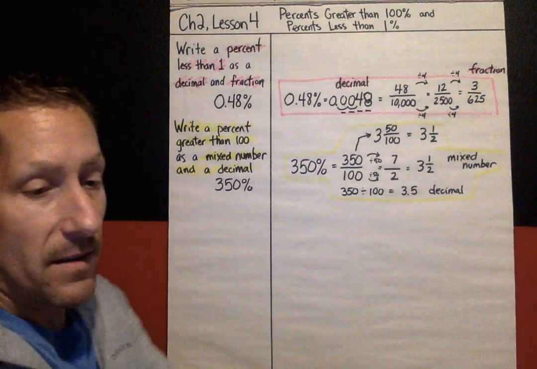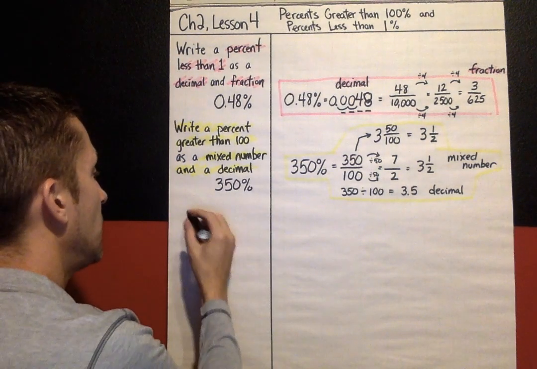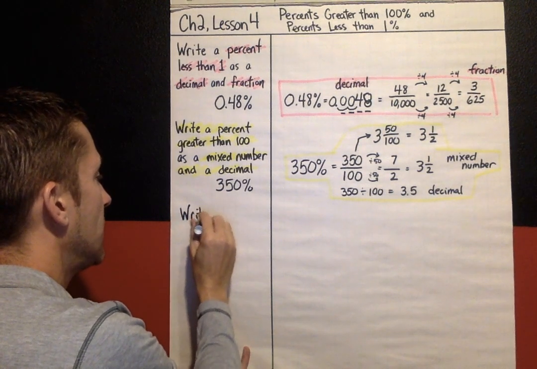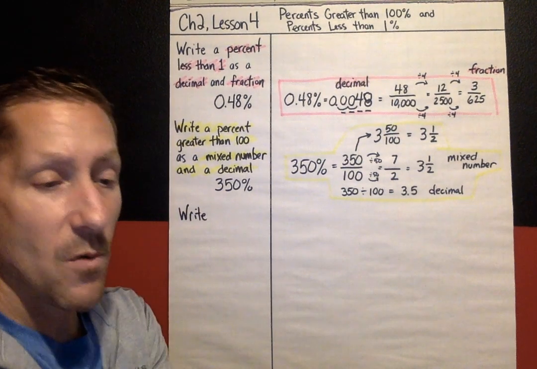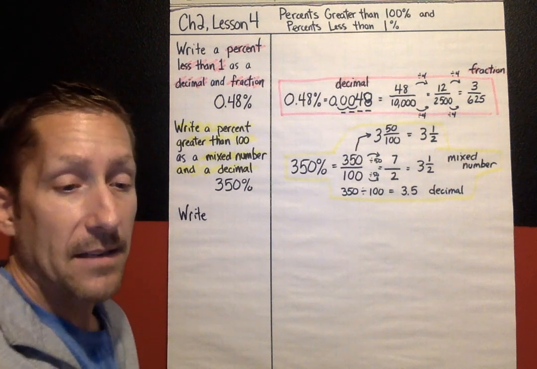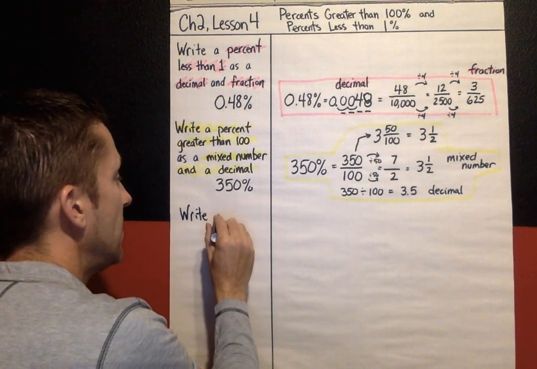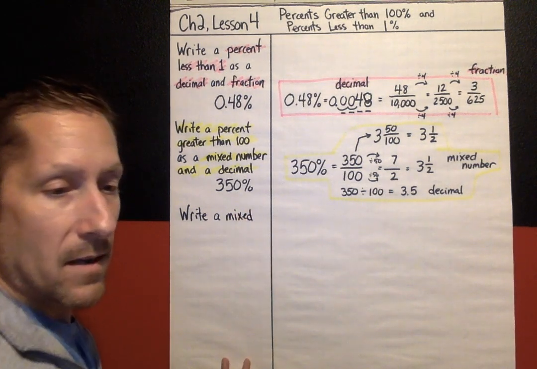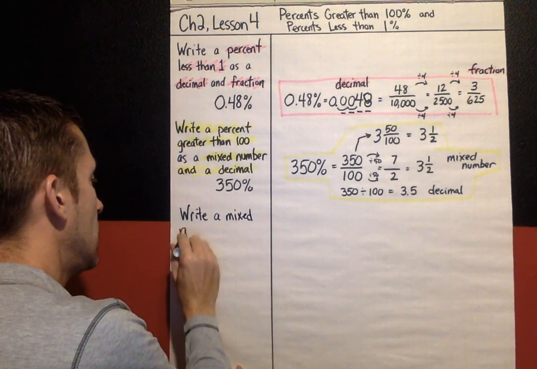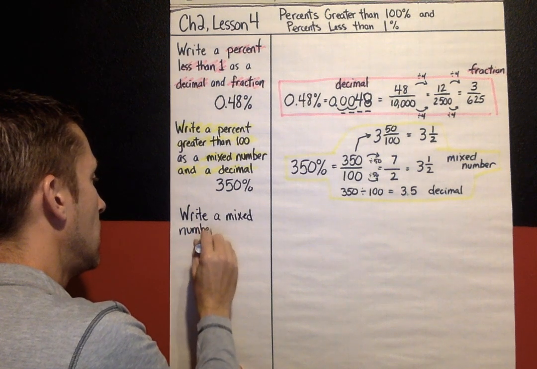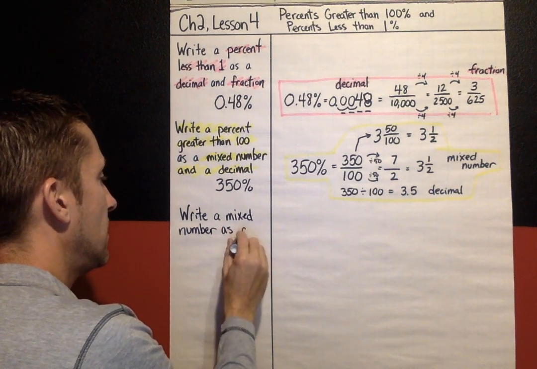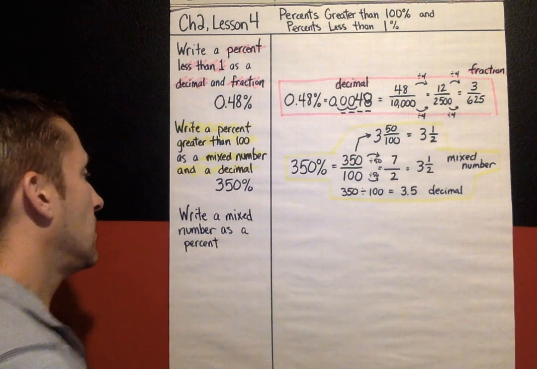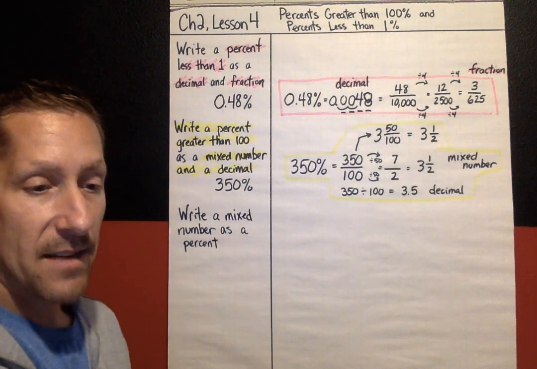The next thing we're going to do is write a mixed number as a percent. Again, I know that this is probably the longest note we've had. If you need to pause it, you can. Write a mixed number as a percent.